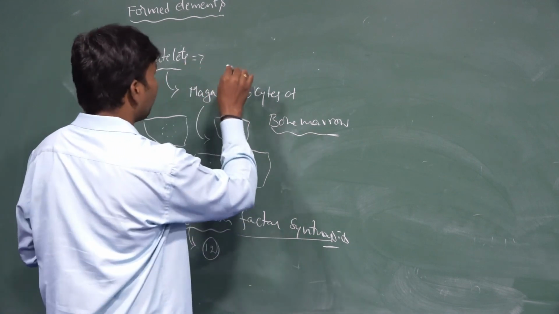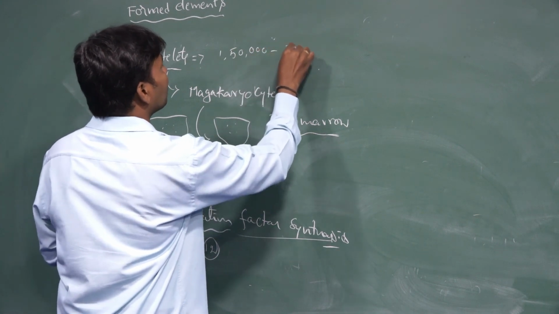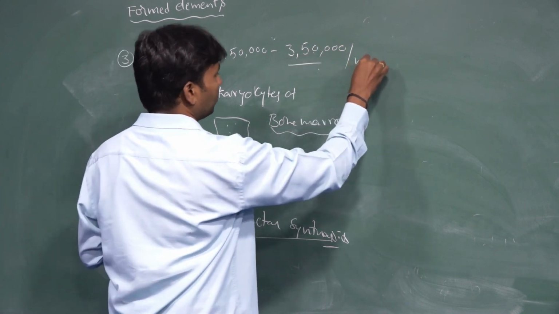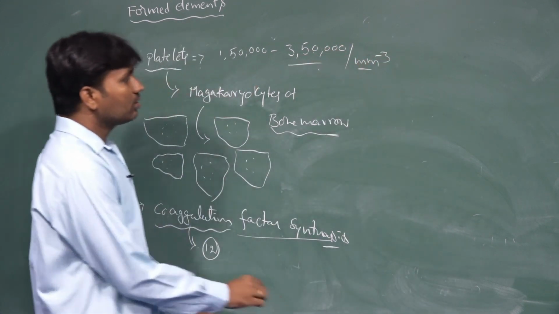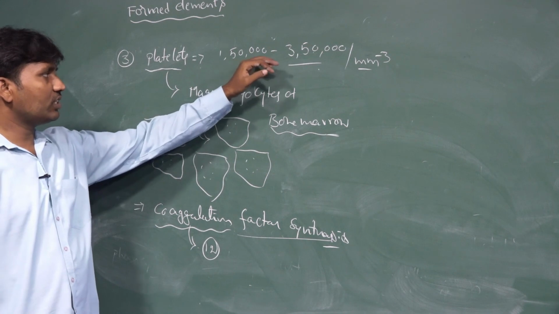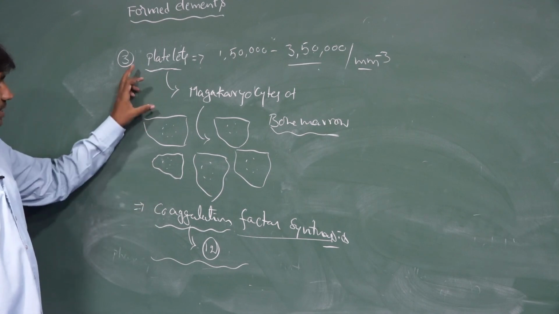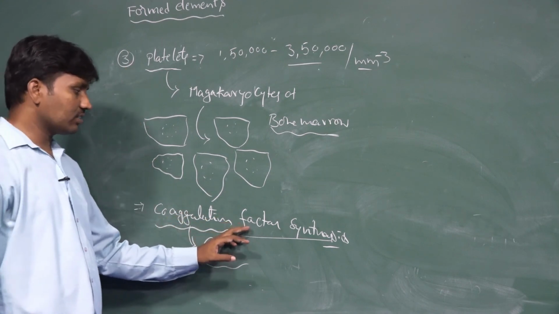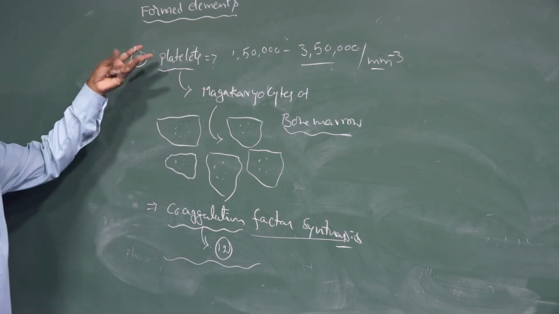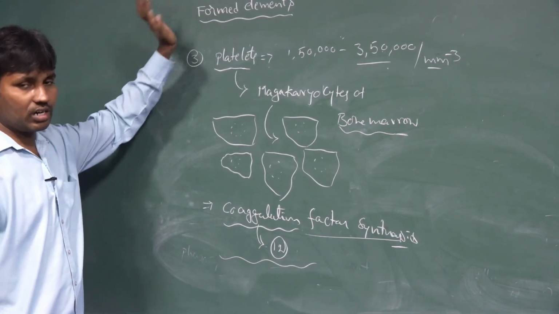The total number of platelets in a person is 1,50,000 to 3,50,000 per cubic millimeter of blood sample. This is the major function of the platelets, involved in blood coagulation and preventing the bleeding process. So these are the three types of formed elements or corpuscles in the blood: RBC, WBC, and the platelets.